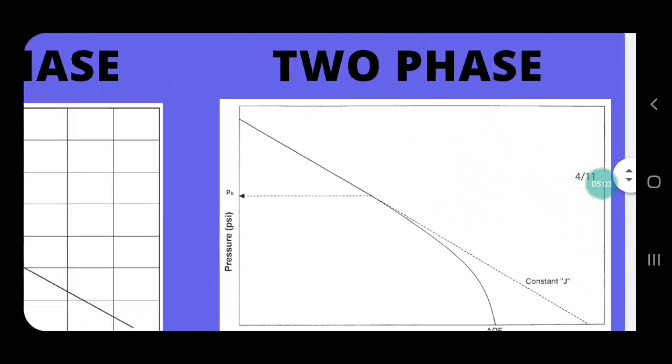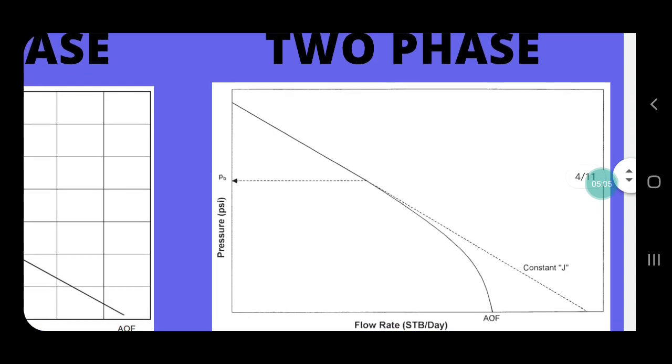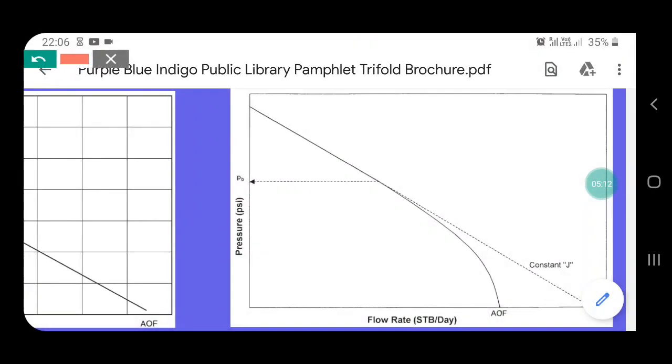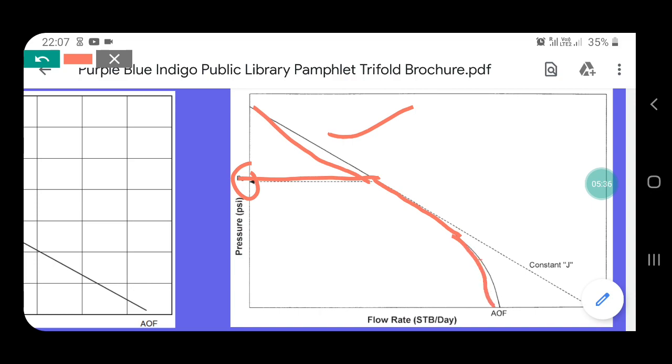The graph on the right hand side is the actual scenario. It represents the actual scenario and it is far different from the single phase conditions. Till the bubble point has been achieved, we will obtain a single phase flow curve, and when the pressure falls below this bubble point pressure value, there's a development of gas saturation, and because of that you will notice a significant deviation from the straight line curve.